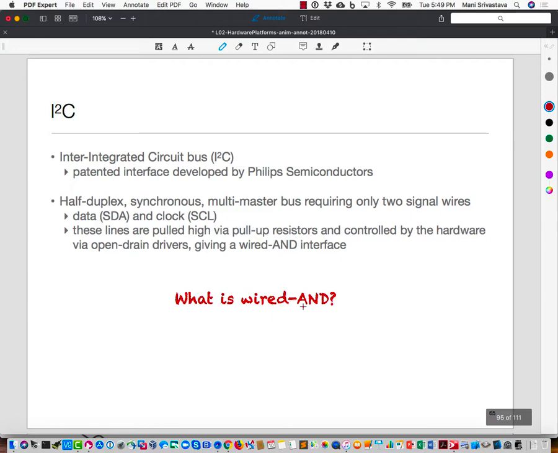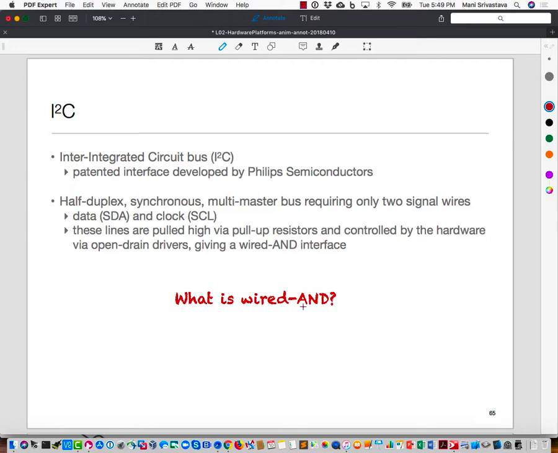Next one is I2C. We are running out of time, so I'm just going to quickly introduce it and then pick it up next time. I2C stands for Inter-Integrated Circuit Bus. As the name implies, it's meant for chips to talk to each other. It was originally developed by Philips, which is a European company. It is a half duplex, synchronous, so no longer asynchronous, there's a clock signal here, multi-master bus, which works with two signal wires.